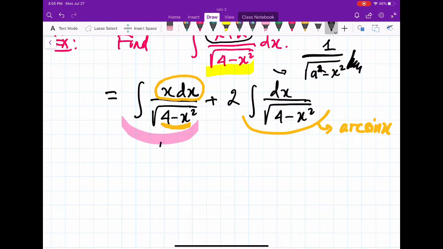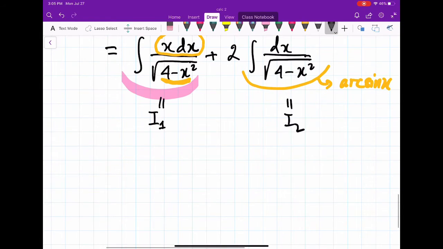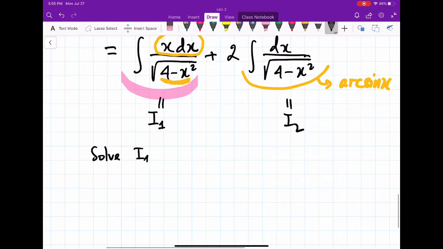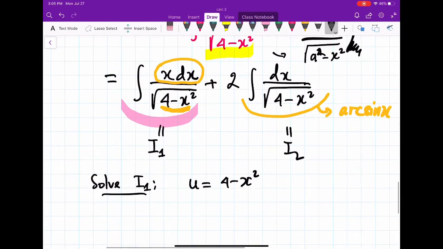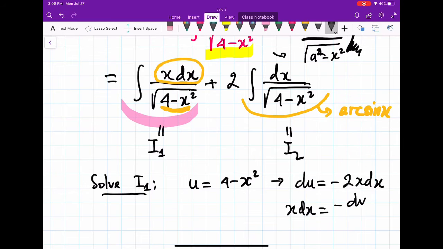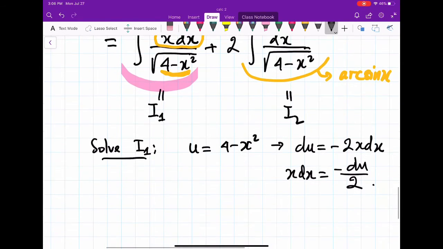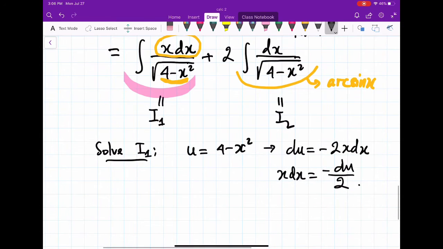Okay, so let's work on each one. I denote this by I1, I denote this by I2. Let's solve I1. I put u equal to 4 minus x squared because we have the combination dx and x squared, right? From here I get du equal to negative 2x dx. And we solve for x dx, that is just negative du over 2. I think I'm ready already to write I1 in the new variable.